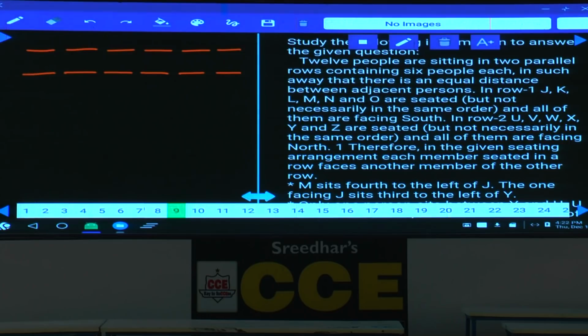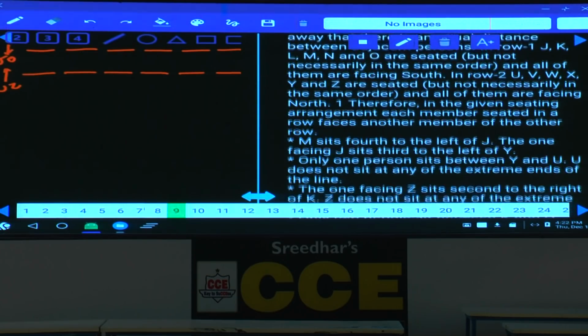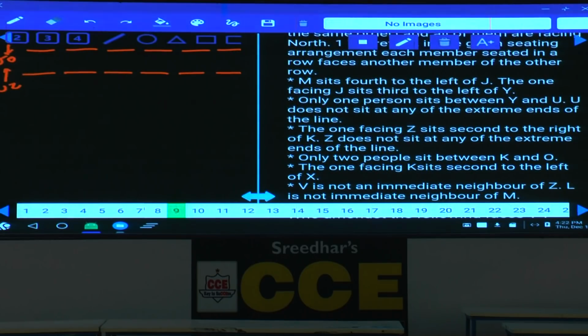In row 1, J, K, L, M, N, O are seated and all of them are facing south. Tell me who are the persons in row 1: J to O. And in the second row, U, V, W, X, Y and Z are the persons. U to Z, here it must be J to O. Therefore, in the given seating arrangement, each member seated in a row faces another member of the other row.